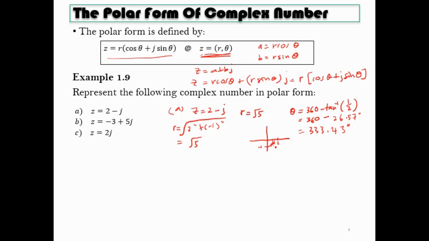So Z is equal to square root 5 multiplied by cos 333.43 plus j sin 333.43 degrees. Okay, don't forget the degree. So that's it for the complex or polar form. Let us try to do B.